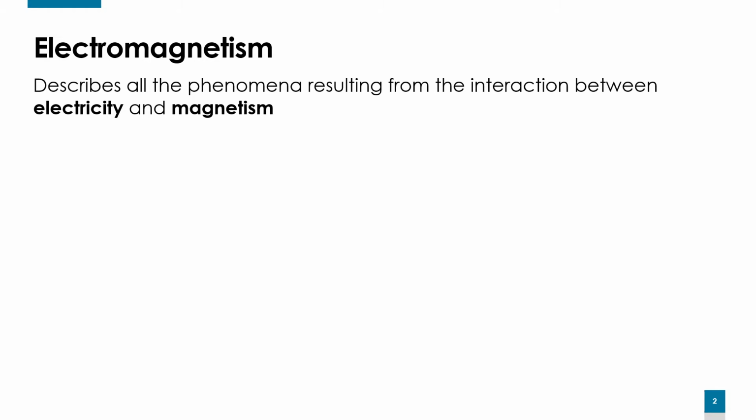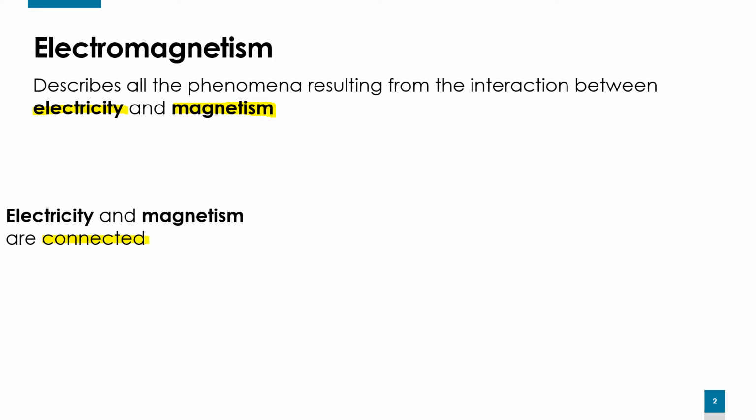Electromagnetism is a science that describes all the phenomena resulting from the interaction between electricity and magnetism. So it's a relationship between electricity and magnetism, both of them together. They are connected everywhere.